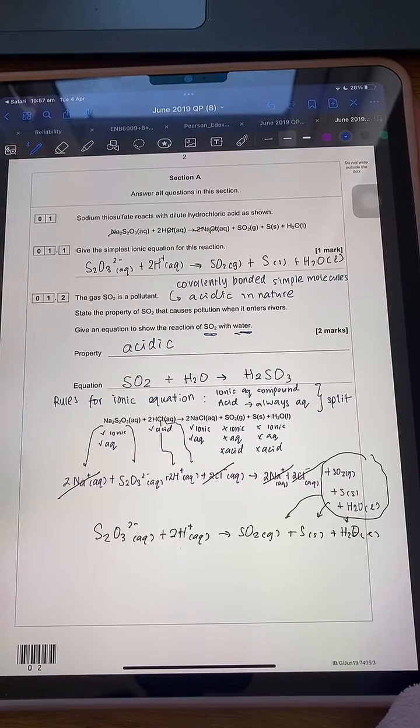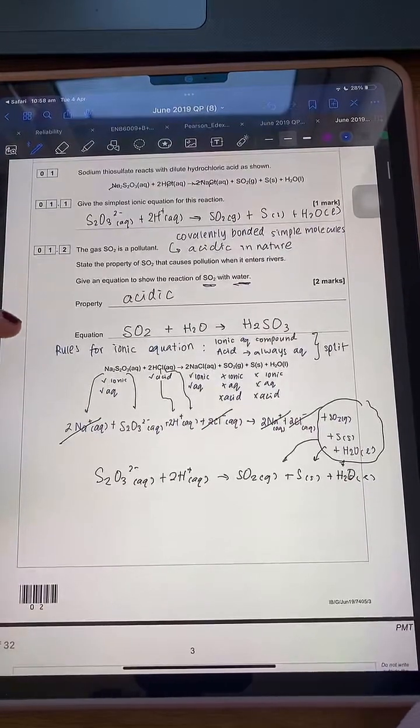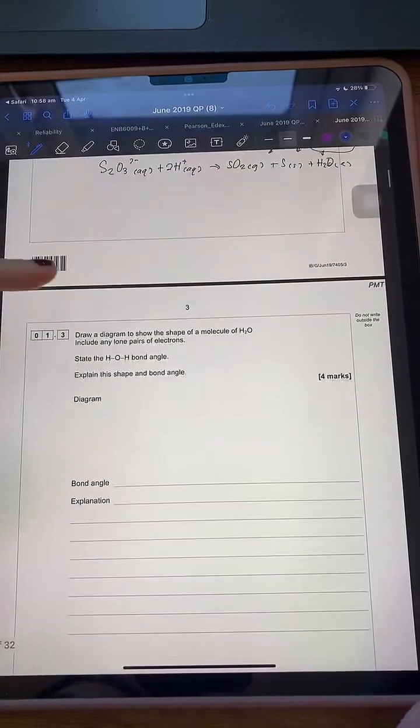Are you able to record these lives? I believe they should be already recorded. Bond angles are so hard. I know what you mean. Hopefully we'll see some, there we go.